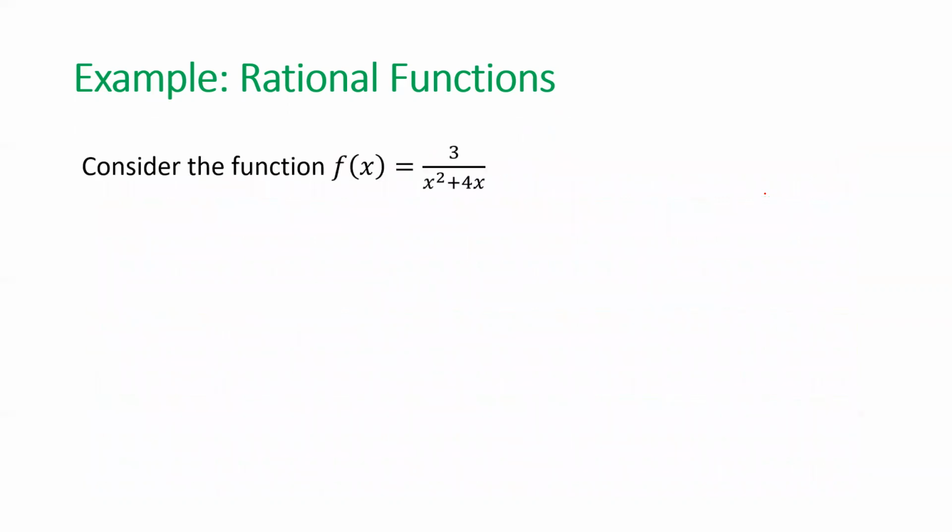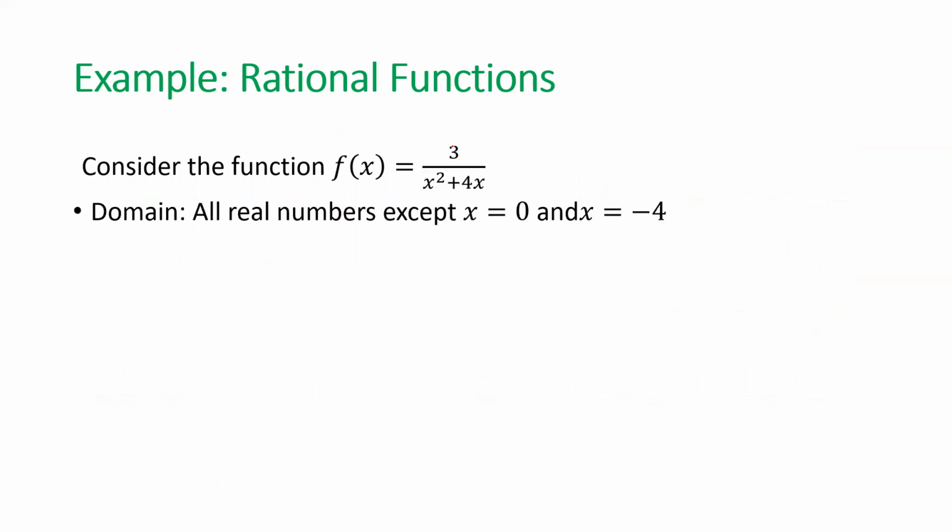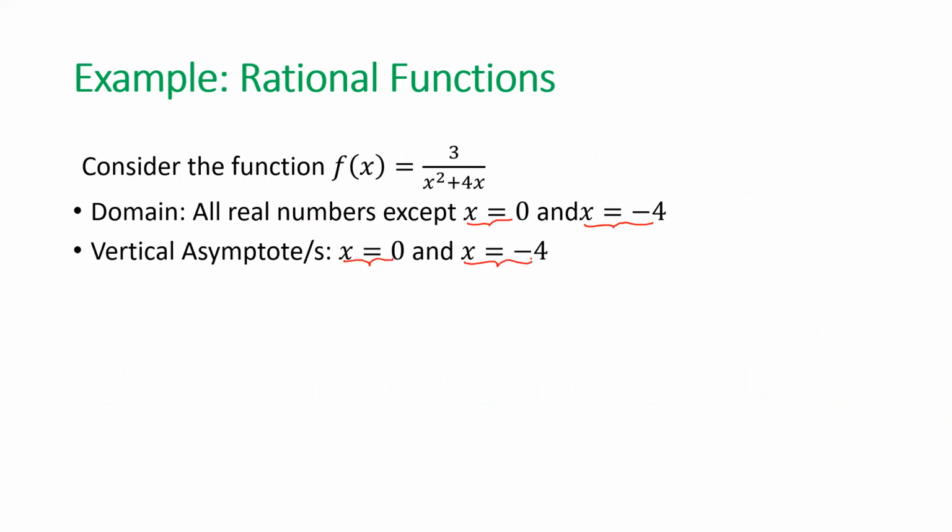The next is the function f of x equals 3 over x squared plus 4x. So the domain of this function was determined earlier, and it's the set of all real numbers except x equals 0 and x equals negative 4. So this indicates that there will be two vertical asymptotes having the equations x equals 0 and x equals negative 4.